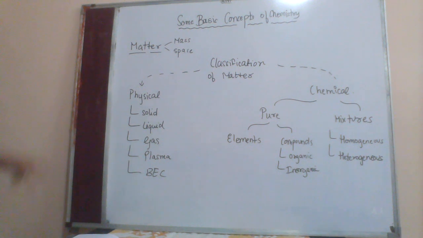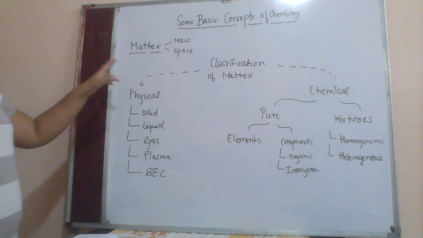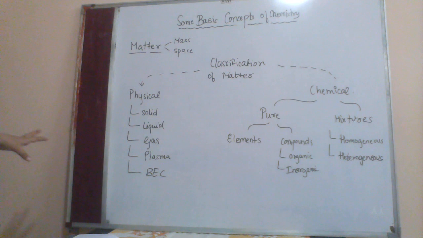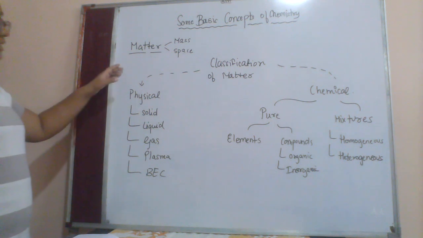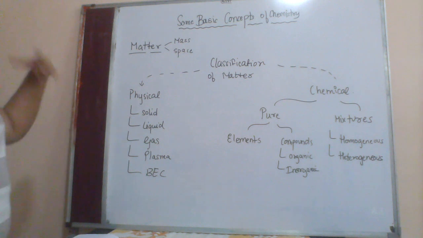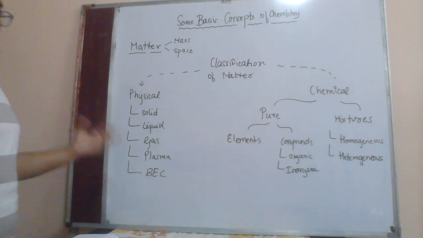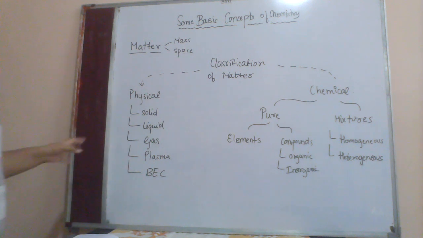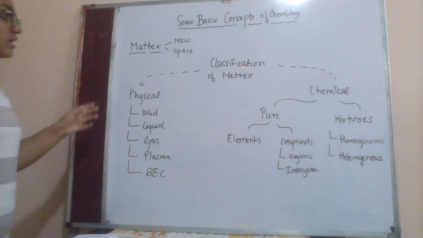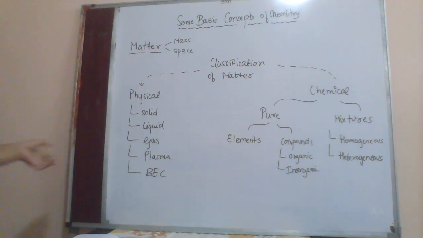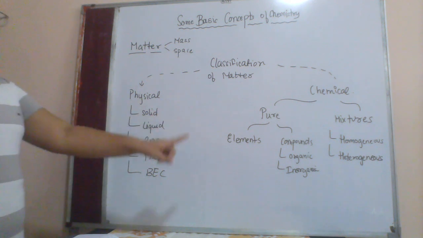So let's start with our first chapter of class 11, that is some basic concepts of chemistry. So the first concept in this chapter is about matter. Matter is anything that has mass and occupies space, as we know. Next, learning about classification of matter. Classification of matter can be made in two types, that is physical and chemical.